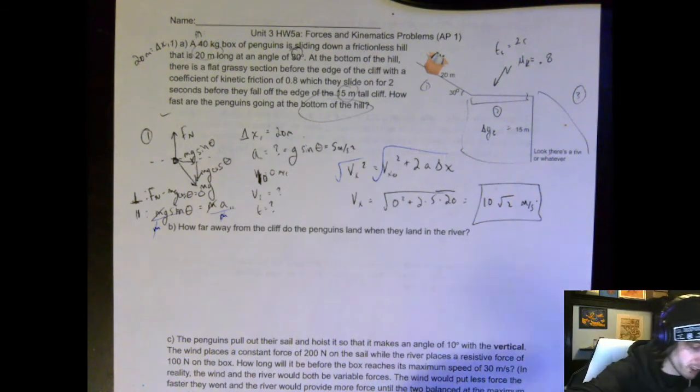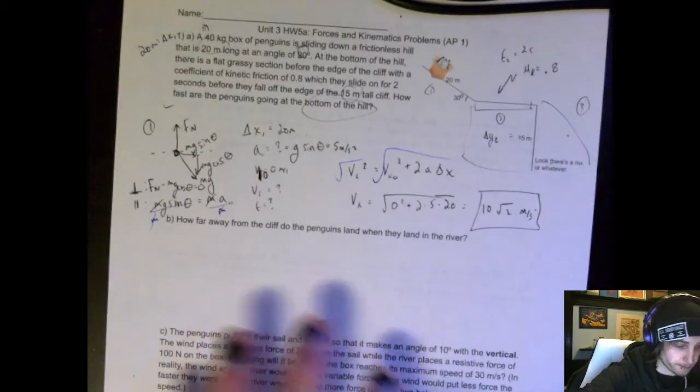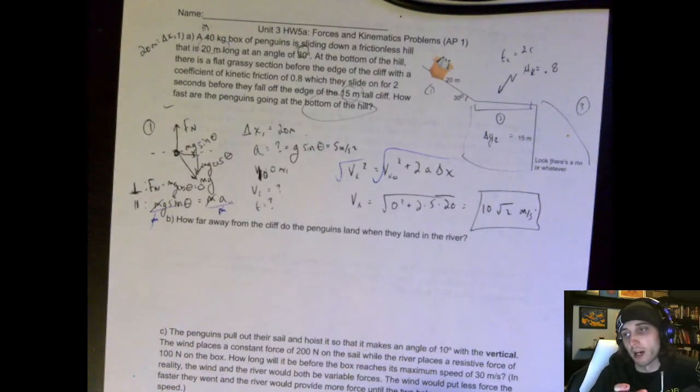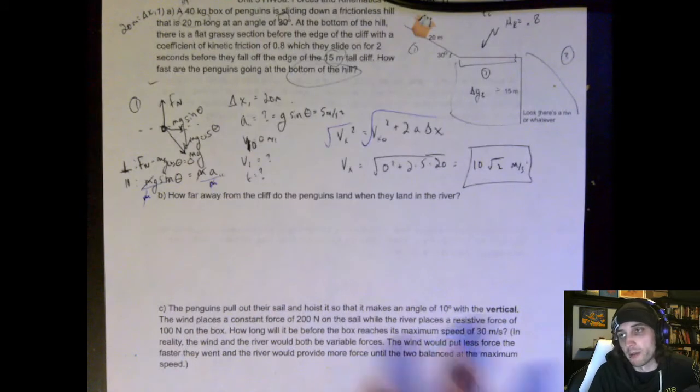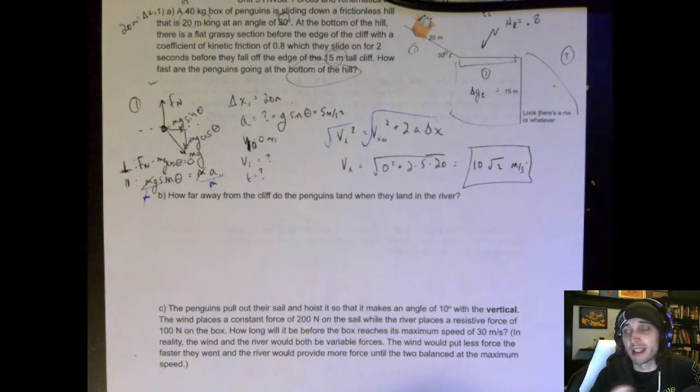So how far away from the cliff do the penguins land when they land in the river? This is one of the ones where it's not quite as straightforward because there's going to be a few different steps and a few different things to think about. Generally speaking, you can either start from the answer and ask what would I need in order to get the answer, or you can start from what you have and ask what can I get based on what I have.